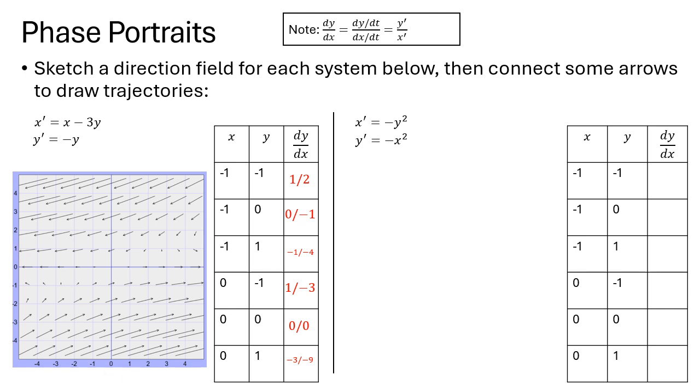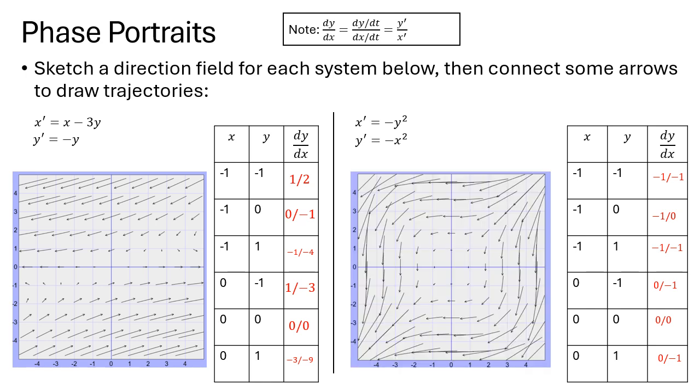Next, let's take a look at where we have x prime is equal to negative y squared and y prime is equal to negative x squared. Filling in the table gives these values. Putting it into a direction field sketcher gives this pattern. I would like you to pause the video for about a minute and take a look at this direction field and see if you can predict some trajectories and identify what this is doing.